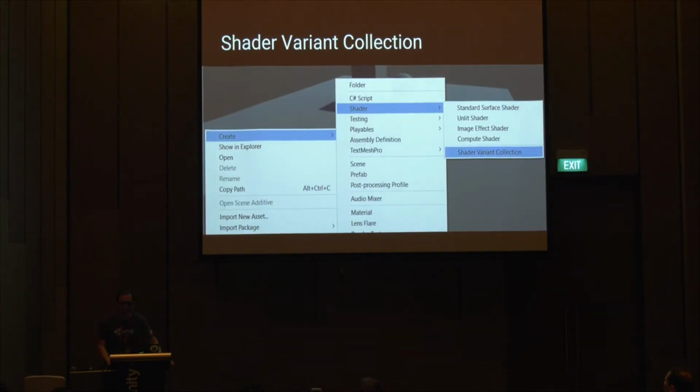Next one, shader variant collection. You may not be aware that when you are working with a standard shader, you're not actually working with just one shader. A standard shader will be compiled to multiple variants of that standard shader. So there will be a variant to handle point light, for example. There may be a variant to handle light maps, and there may be a variant to handle shadows.